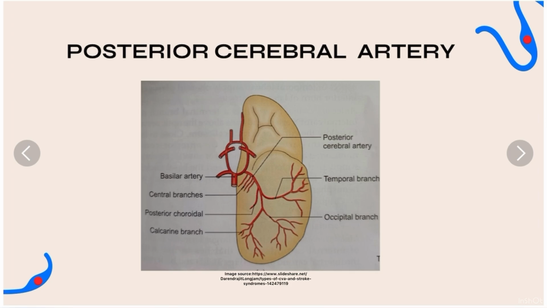Let's see the posterior cerebral artery. It gives central branches as well as cortical branches. Here you can see the central branches. They pierce the ventral surface of the brain and form the posterior perforated substance. It supplies mainly the midbrain. Then you can see the cortical branches like the temporal branches, the occipital branches. Then we have the calcarine branches and the posterior choroidal artery also. These are the branches of the posterior cerebral arteries.